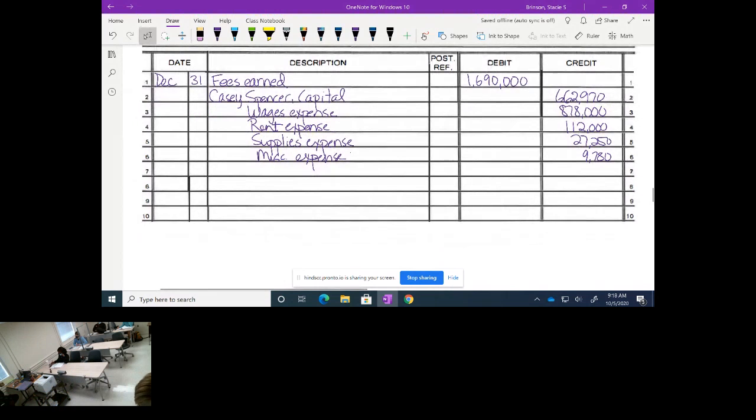All right, so the second closing entry, we've got to zero out our drawing account. So we're going to debit our capital account because we have to credit our drawing account to make it go away. And all of these closing entries are affecting the capital account. All right, so your drawing, we're going to credit $90,000, and we're going to debit capital $90,000. That make sense?